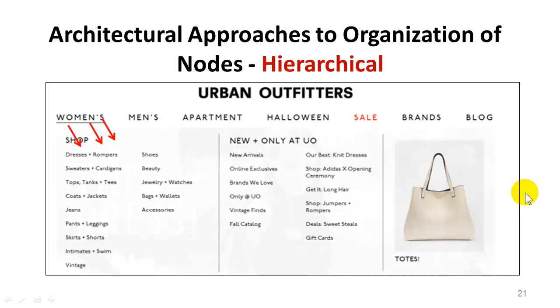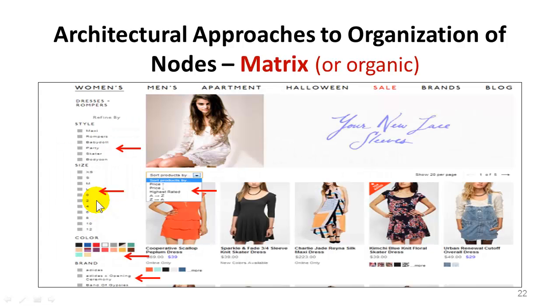All right, so let's take a look at Urban Outfitters, and you can visit their website on the web. They have a very nice hierarchical approach. If you notice, going across on their main categories, when you click, we drill down to subcategories. But ultimately, when we click further, we go into what is called a matrix, or possibly even organic, because we can refine by styles, by size, by colors, by brand. We can further narrow it down.